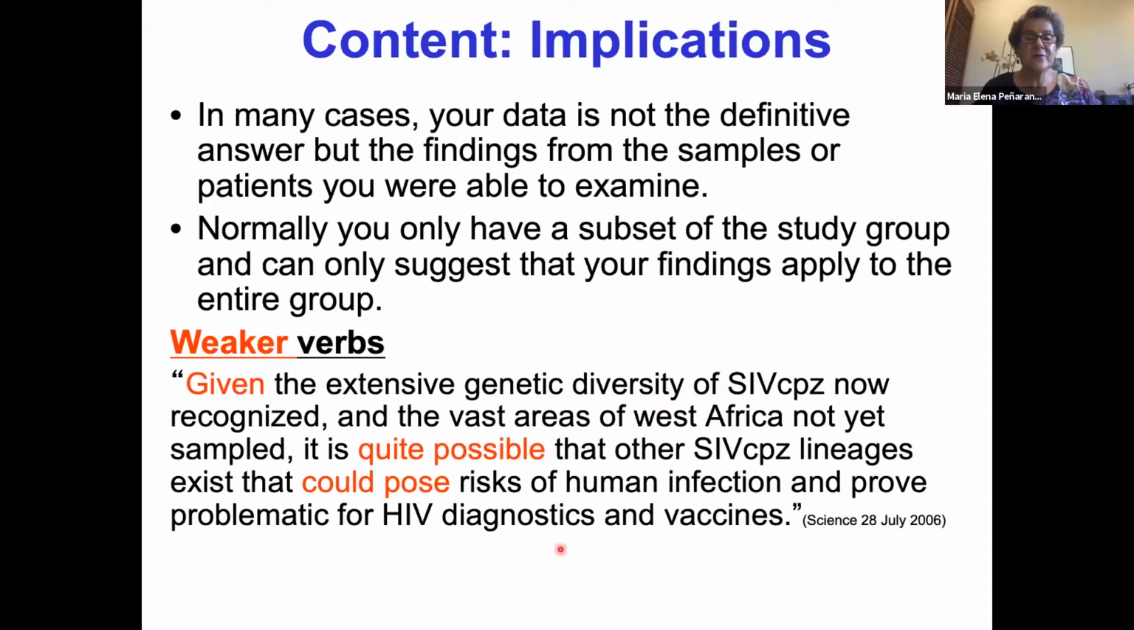So this is a very good way of extending your data to say, even though our sampling is small, given the extensive findings that we have here, this quite possibly could pose a risk, and it's important for diagnostics and vaccines. So this is a very good recommendation that you can give in a smart way, not in general saying more studies are needed or this probably applies to all Africa. No, you have to be specific and think about what you want to imply.